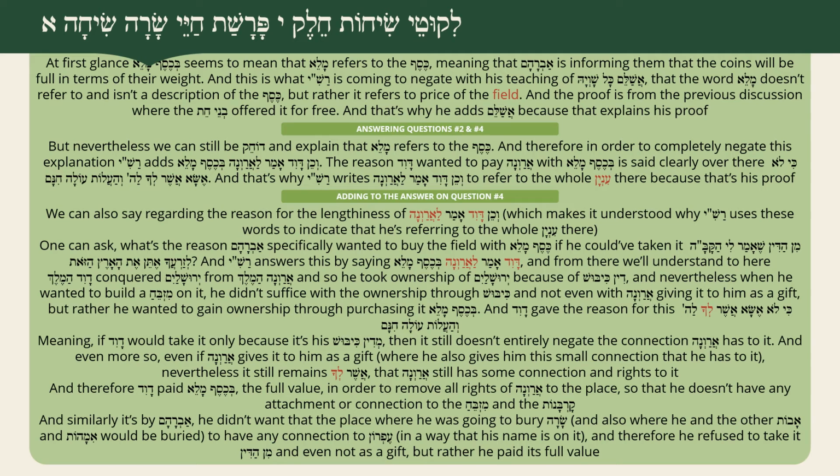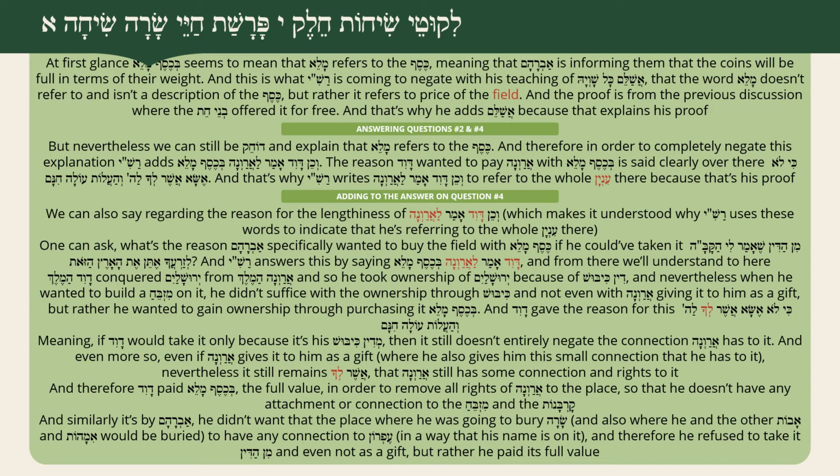And when we look over there, we see David gives an explanation for why he wants to pay bekesef male. He said, "Keloi esa asher lecha laHashem va'alis oilachinam." I don't want to use what's yours when I serve Hashem and bring up an oilah for free without paying. Meaning, what is David saying over here? If David would take it only because it's his midin kibush, then it still doesn't entirely negate the connection that Aravna has to it. Because David said, Ki loy esa asher lecha, otherwise it'll be lecha.